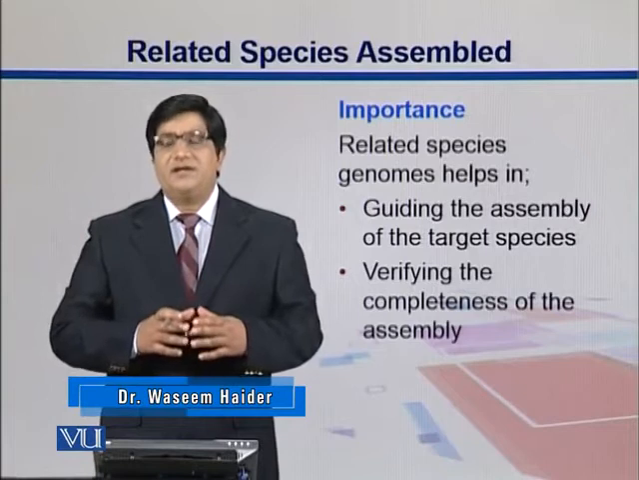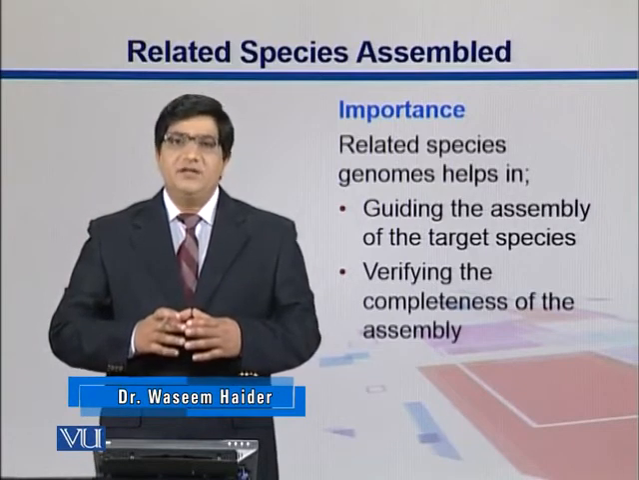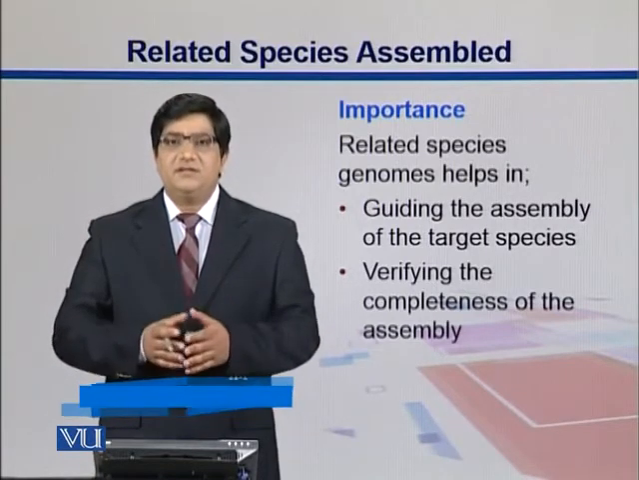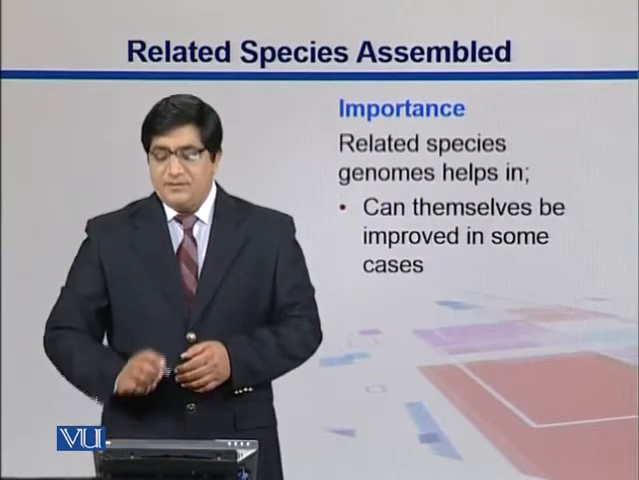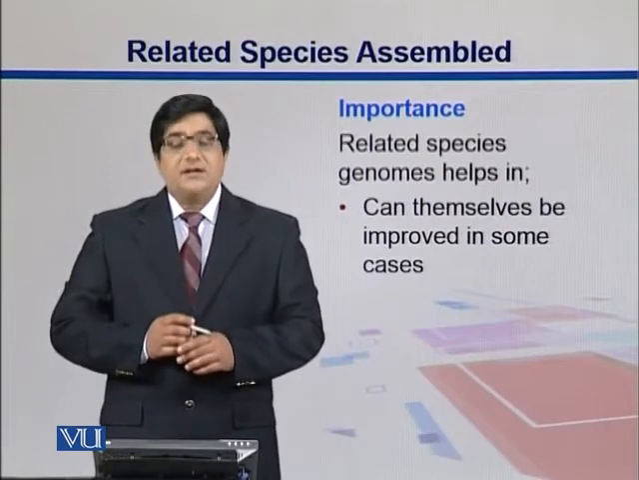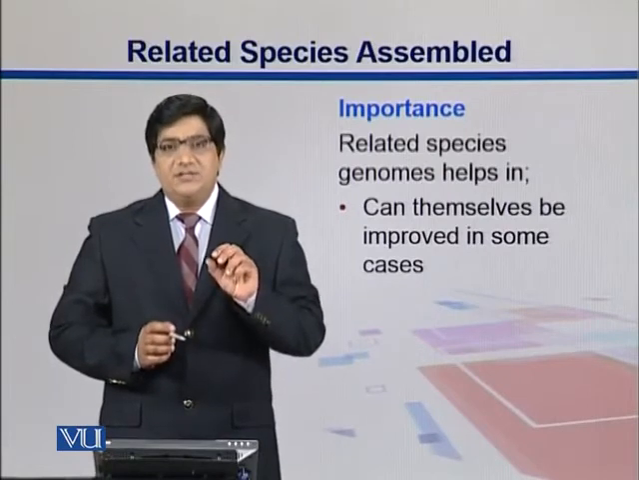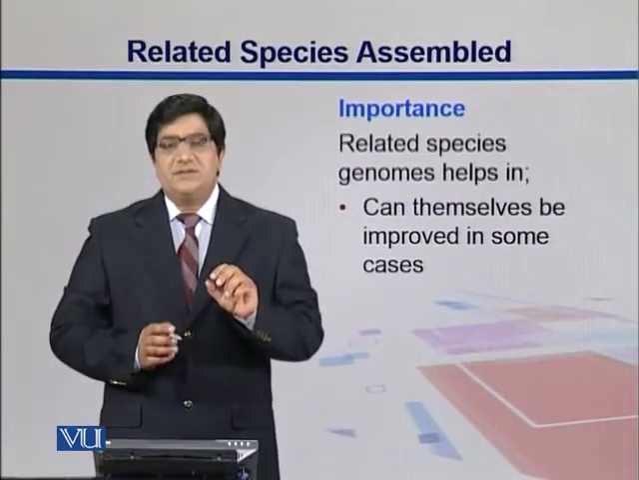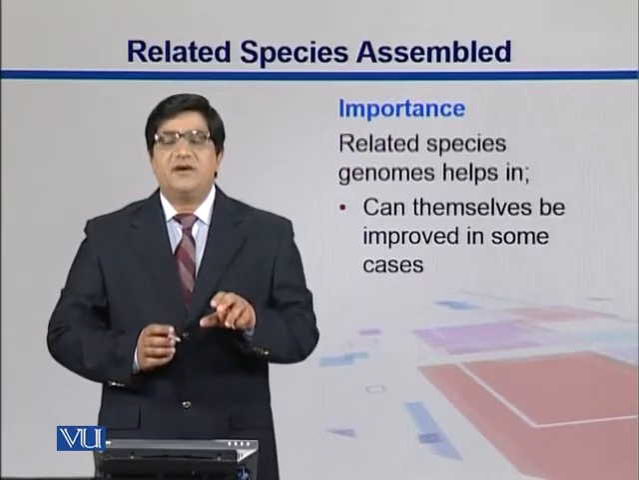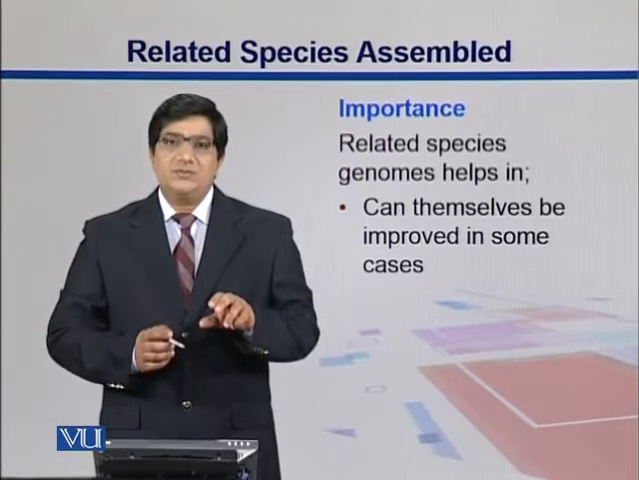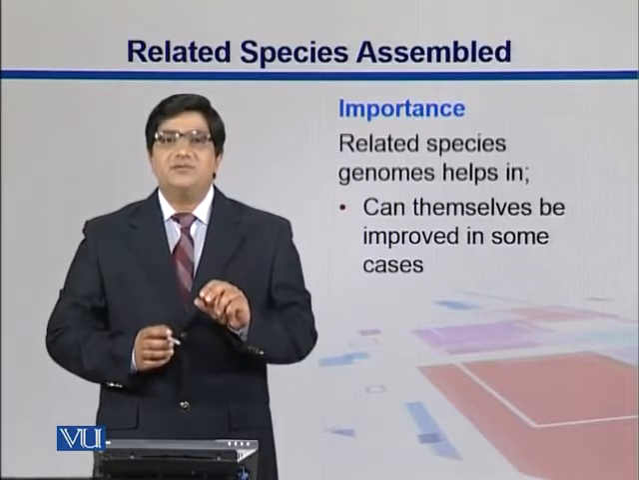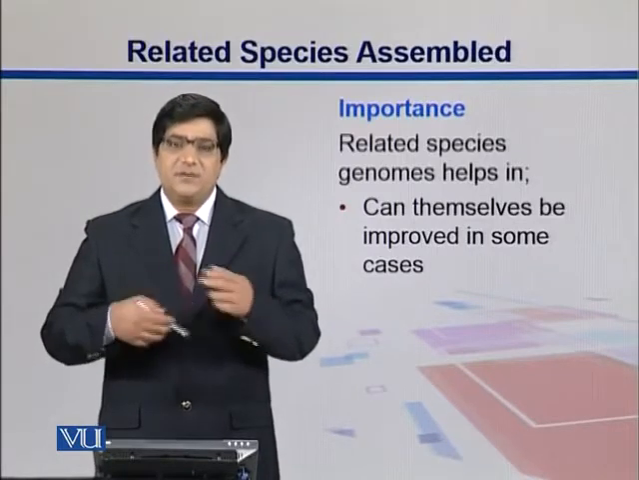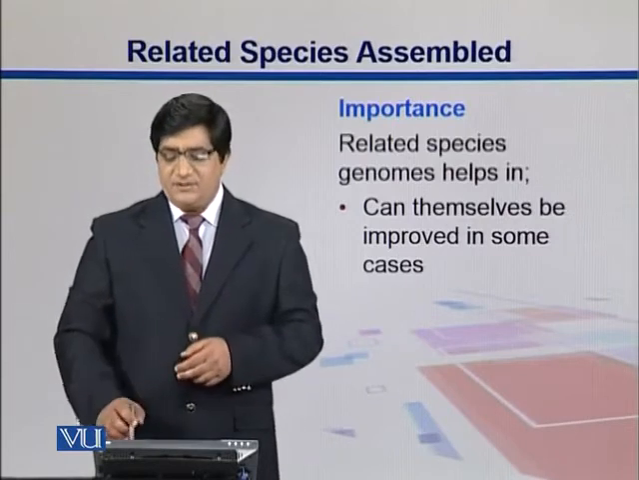So once you are done with your assembly, you can compare with some related species, and you can find if we expect that they are 80 to 90% similar, the same thing you can see in their assemblies, or close to it. So it can also help those related species assemblies to be corrected. Sometimes you might find that those assemblies which you are using as a guide might have some issues, so in this comparison you can also fix some of their issues.